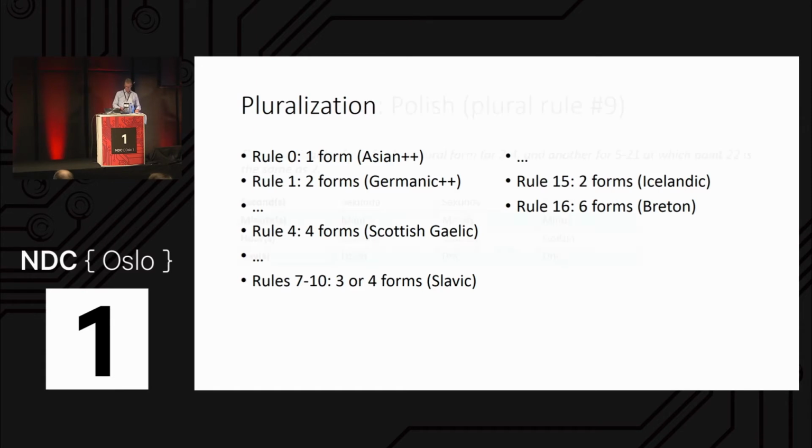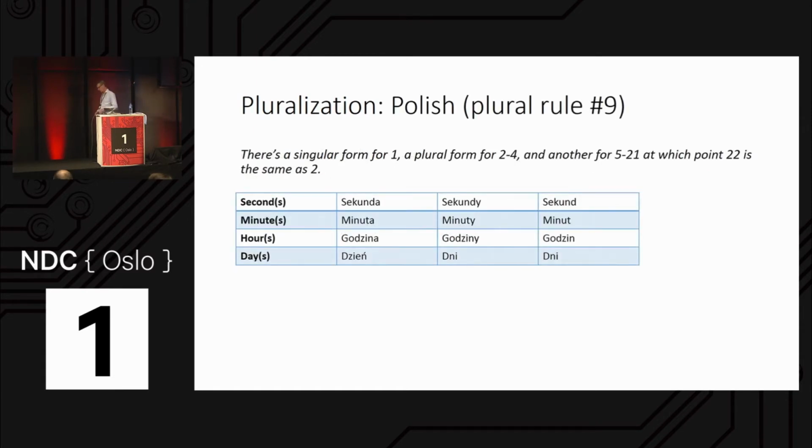So an example of how this might work, if in Polish, then you have to provide 3 different forms for every word that you translate. So we have seconds, minutes, hours, and days. So the next column is singular. The second is the plural you use for 2, 3, 4, and 22, 23, 24, and so on. And the last one is everything else.